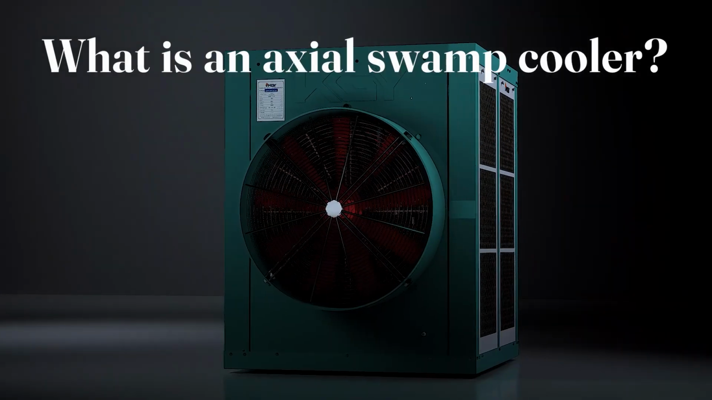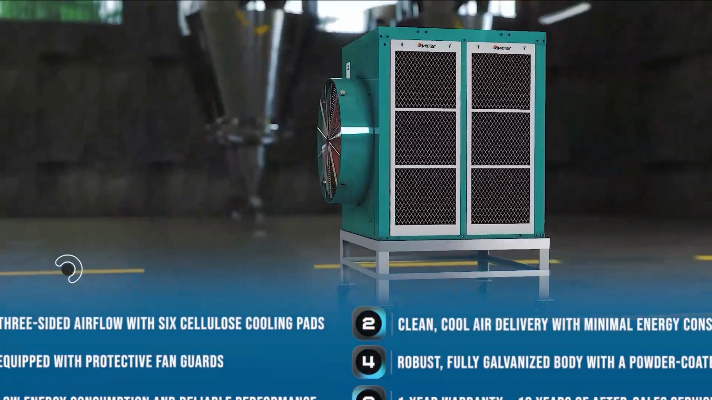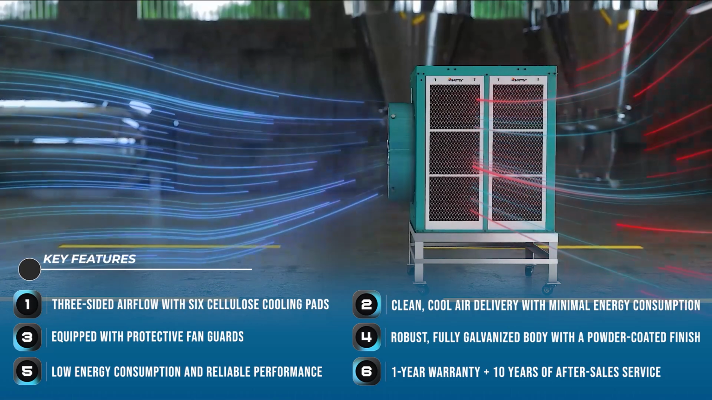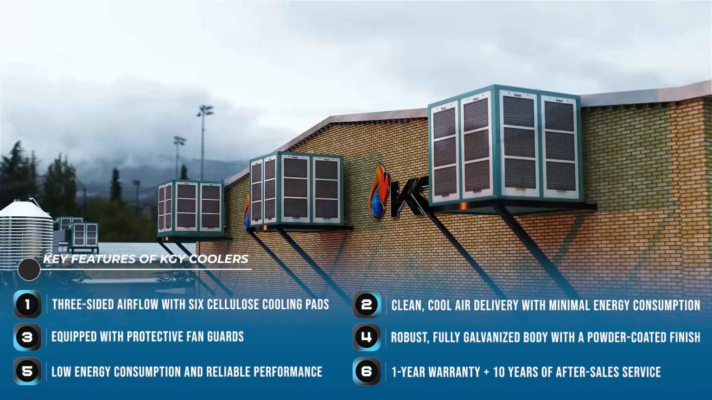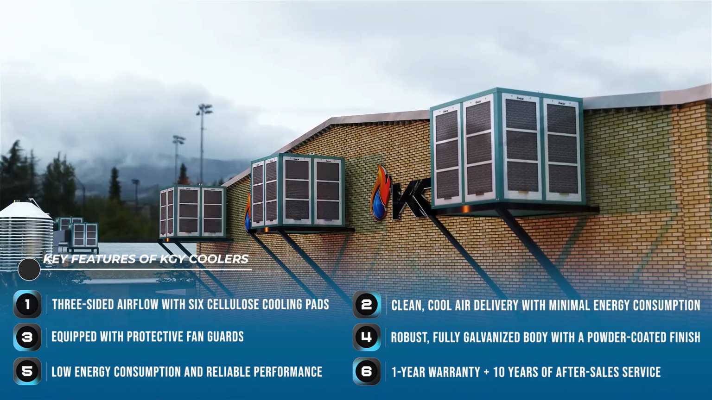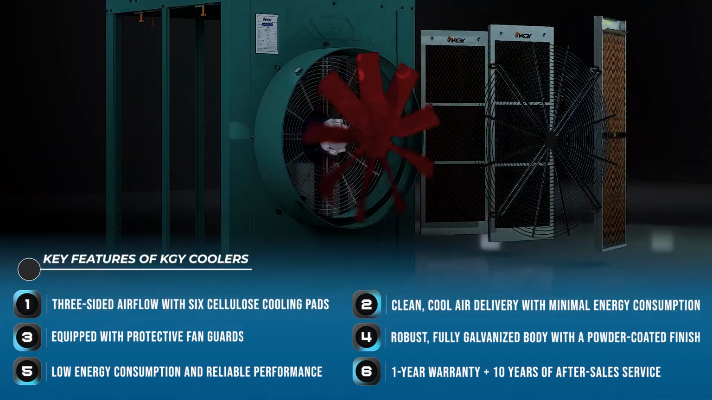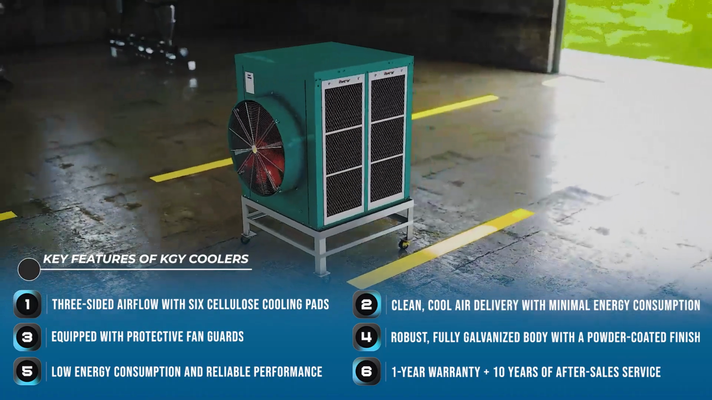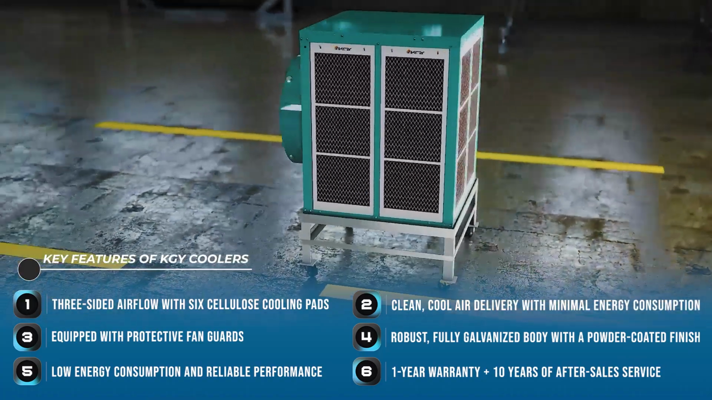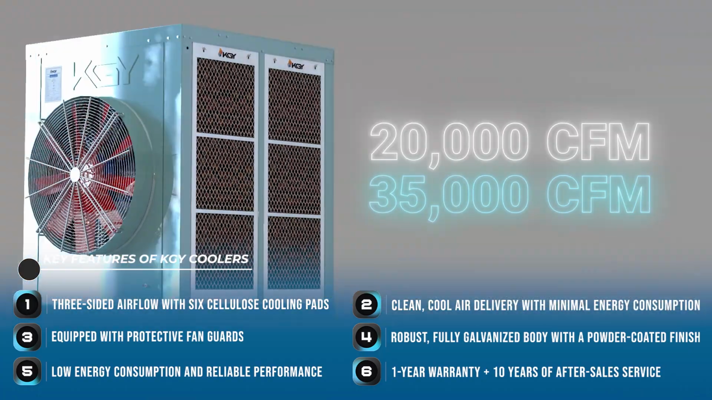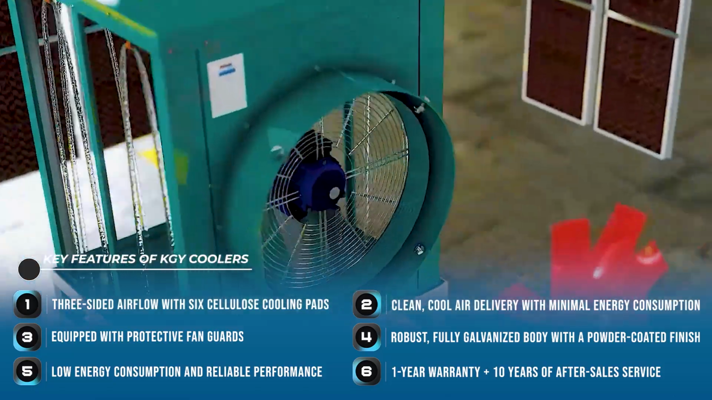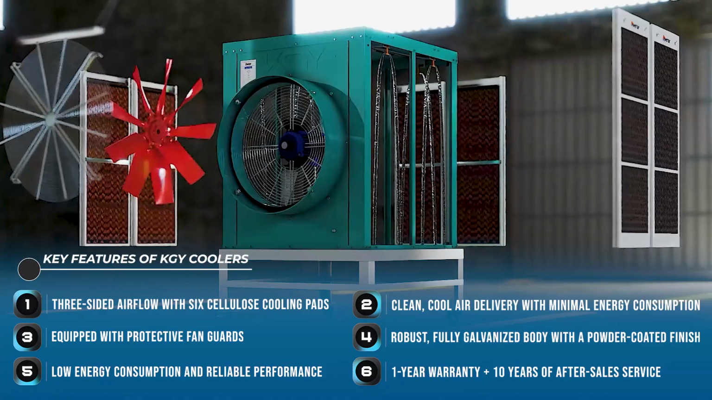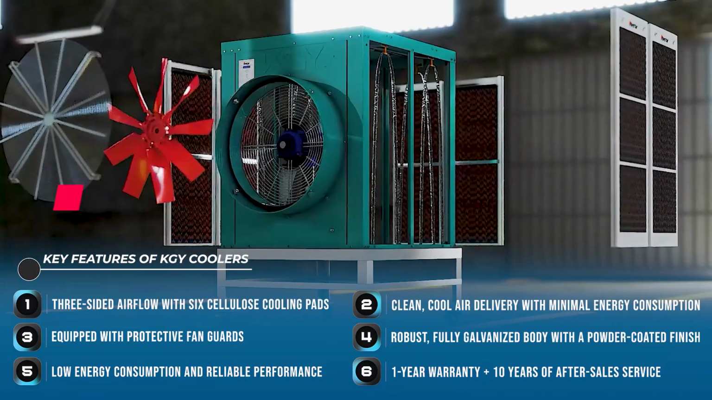What is an axial swamp cooler? Axial coolers move large volumes of air at low static pressure, making them ideal for cooling poultry farms. Key advantages include a straightforward installation, a direct drive fan system, and low maintenance requirements. KGY axial swamp coolers are available in two airflow capacities, 20,000 CFM and 35,000 CFM. Their special design blades generate a powerful and uniform airflow perfectly suited to challenging environments.